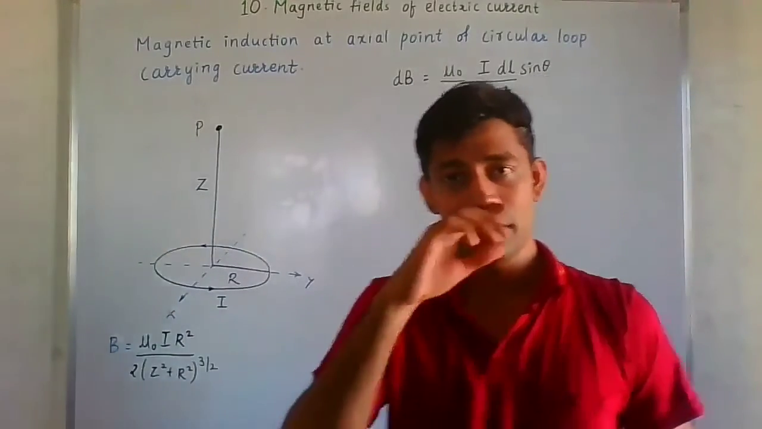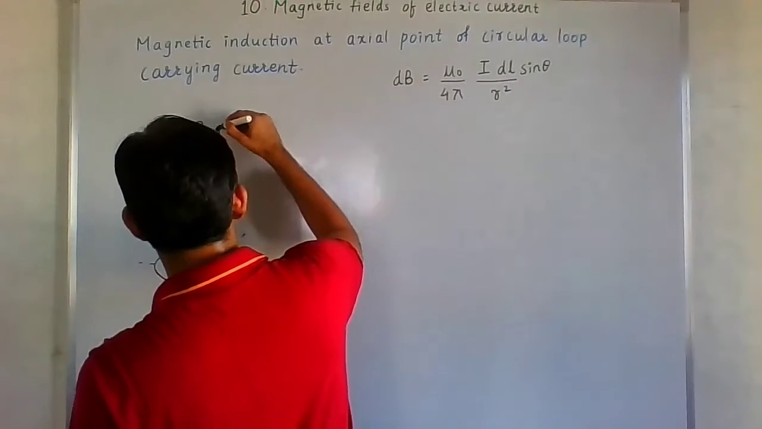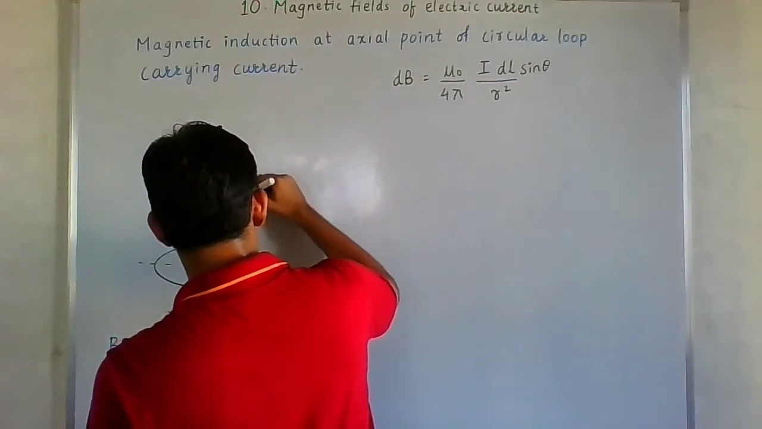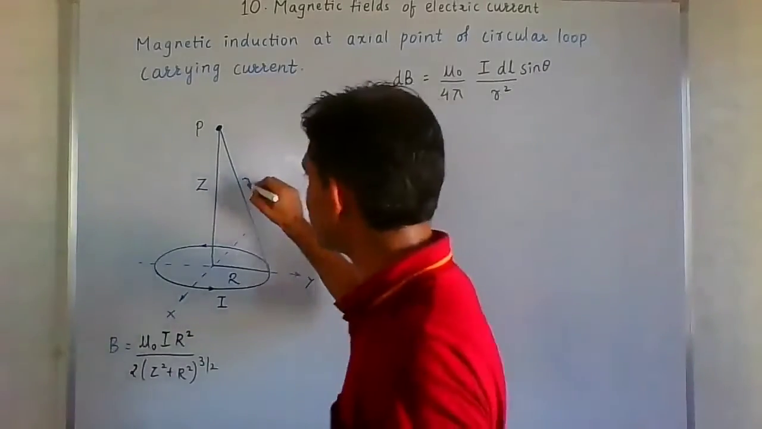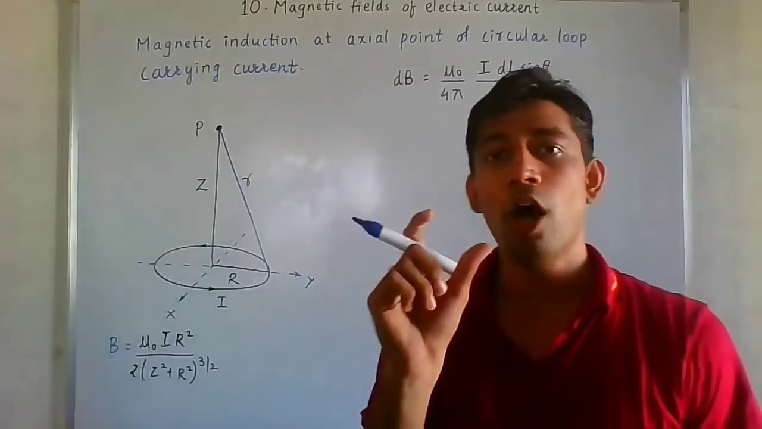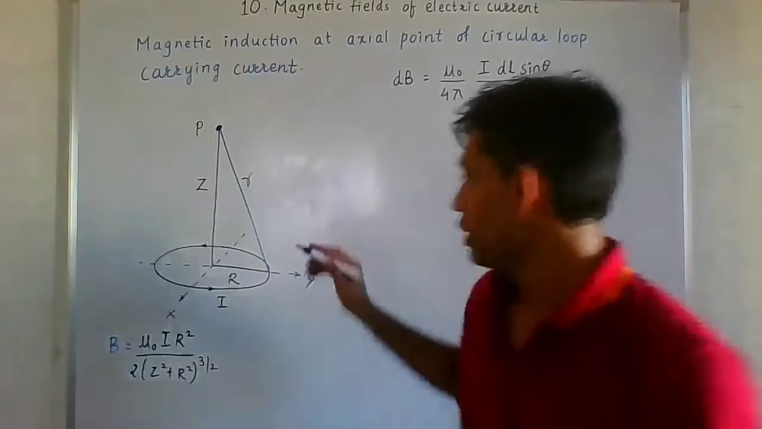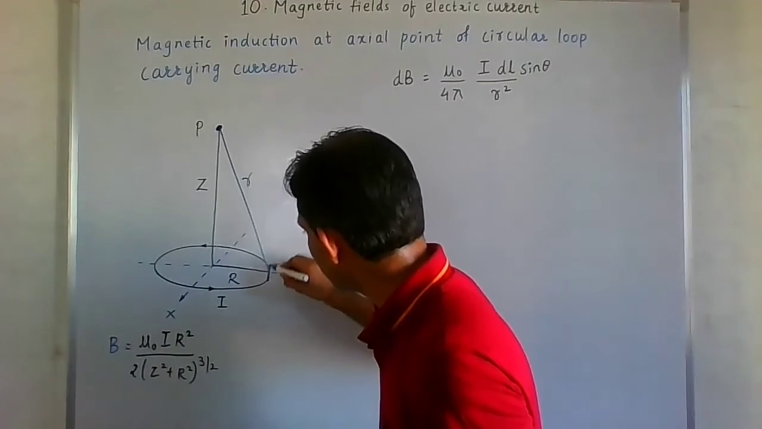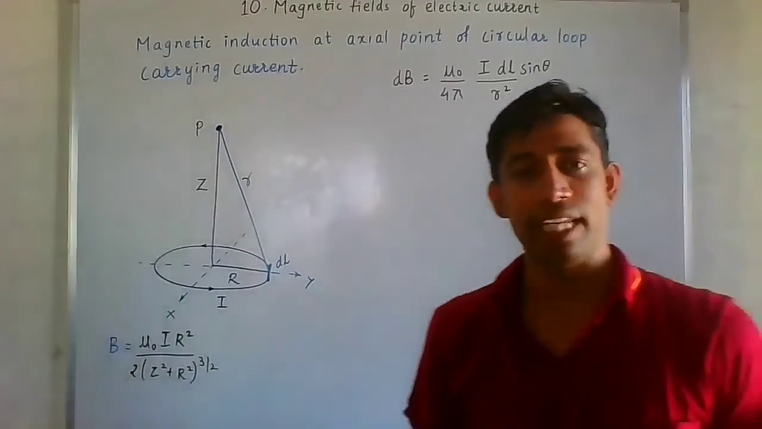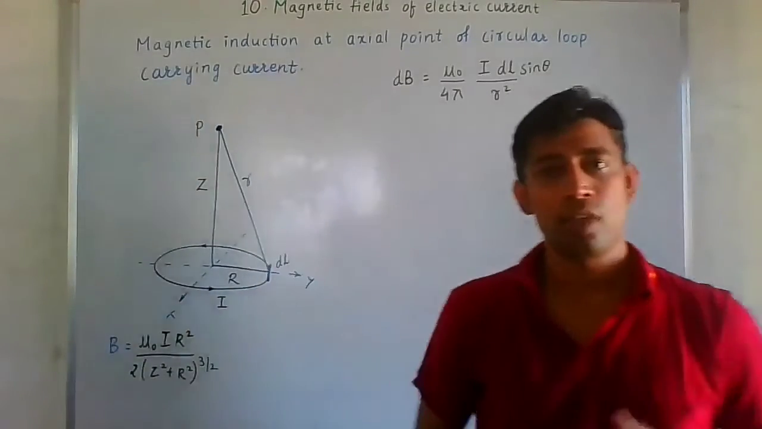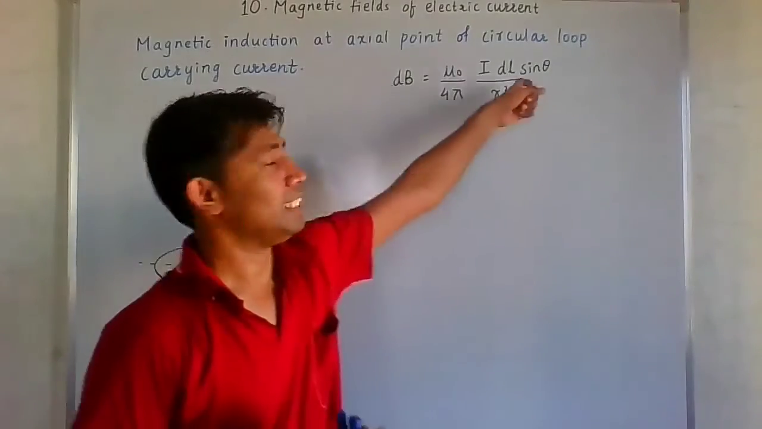Now let me define the r. So r is nothing but this distance. Okay, r is nothing but the distance between the small element dl and the point. Okay, so we are going to consider the small element dl over here. This is the small element dl and this is that distance r. Got this? Now the next part is to find angle theta.